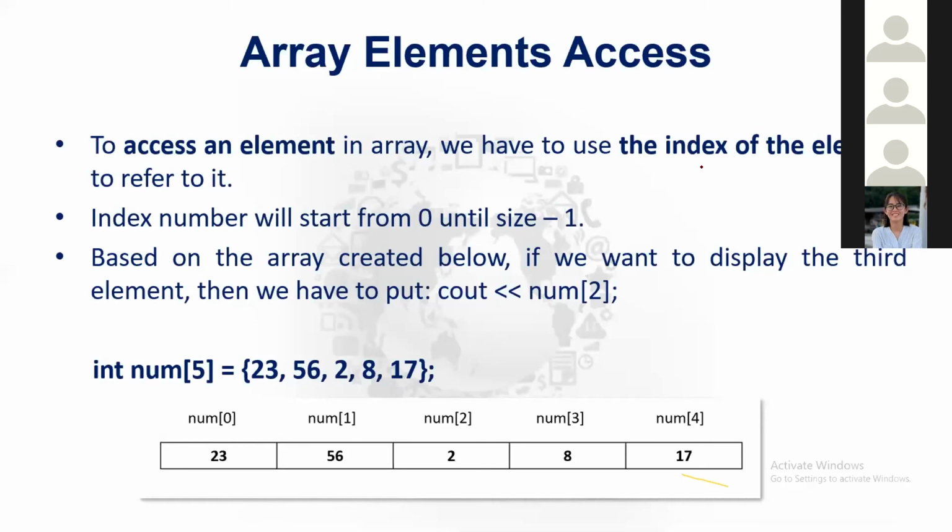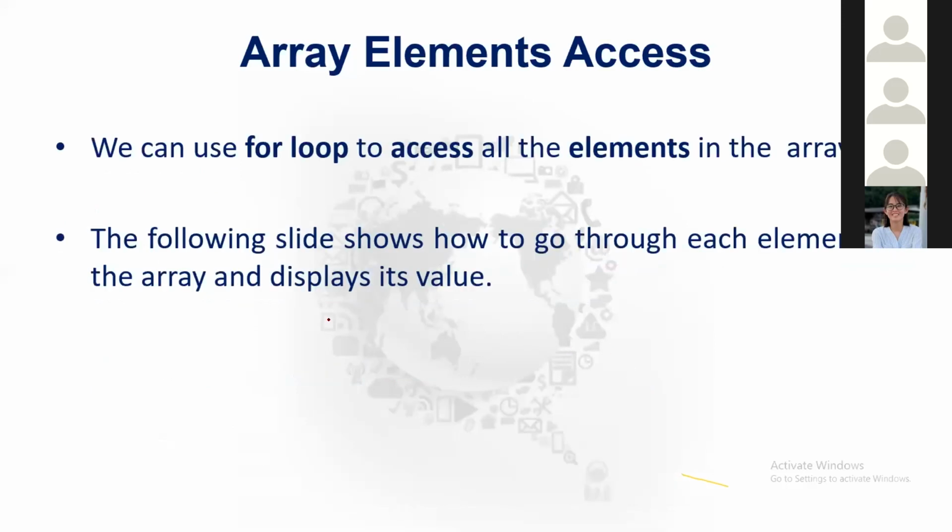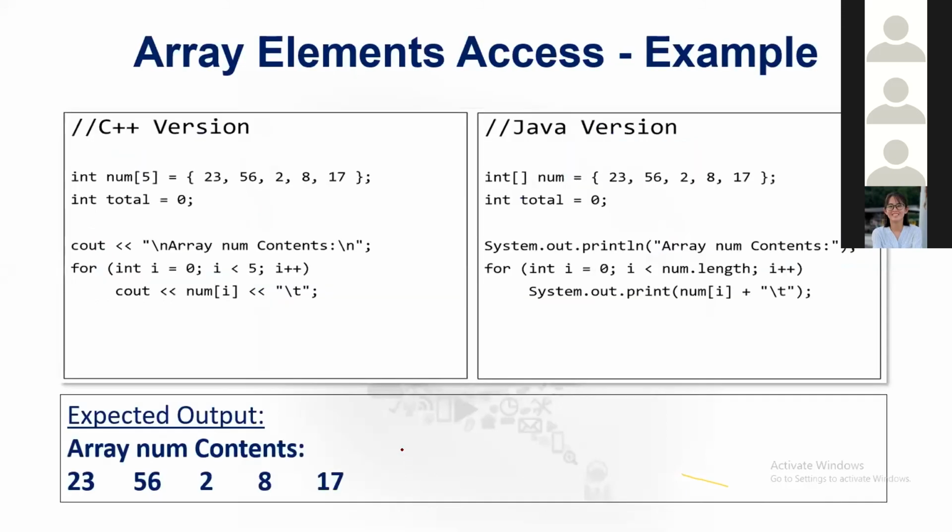Index and also for loop, right? Why is the index also used with the for loop? Because, as I explained just now, if you want to go to 23, its location is index 0. So for 8, it's actually index 3. You go from 0, 1, 2, 3, and 4. So you use the loop to access from one element to another.